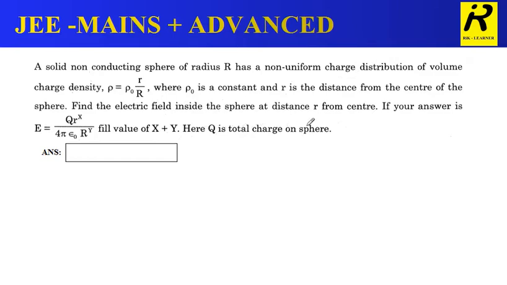Here Q is the total charge on the sphere. So you should write here the final answer of the sum x plus y. Okay, so x plus y is what? That should be written here. Now the question is, we are having a point inside a non-conducting sphere.